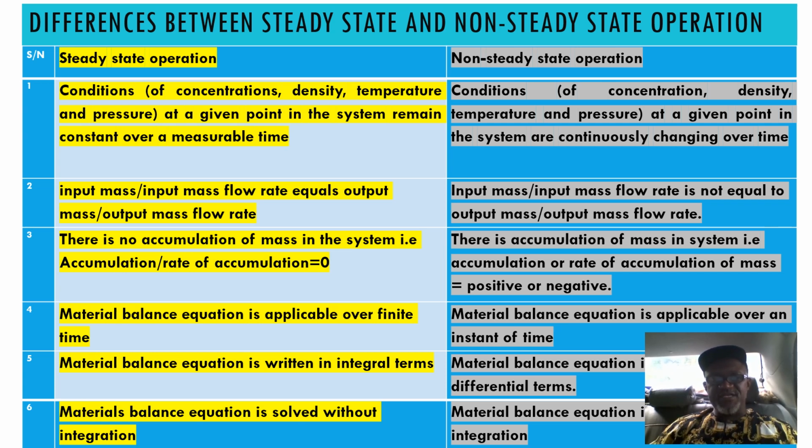For steady state, there is no accumulation of mass in the system. That is, accumulation or rate of accumulation is equal to zero. But for non-steady state, there is accumulation, and of course, that's why our input is not equal to output for the non-steady state. There is accumulation, and then it can be positive or negative accumulation. For steady state, material balance equation is applicable over finite time, but for a non-steady state, material balance equation is applicable over an instant of time.